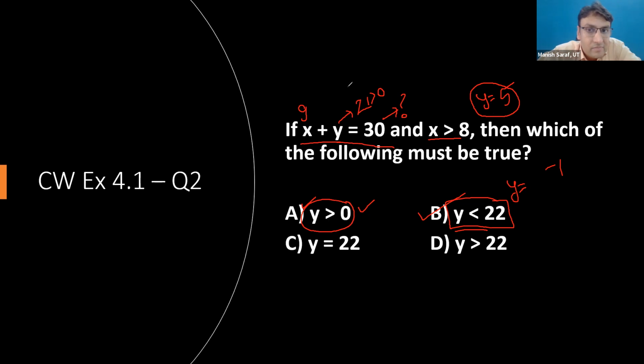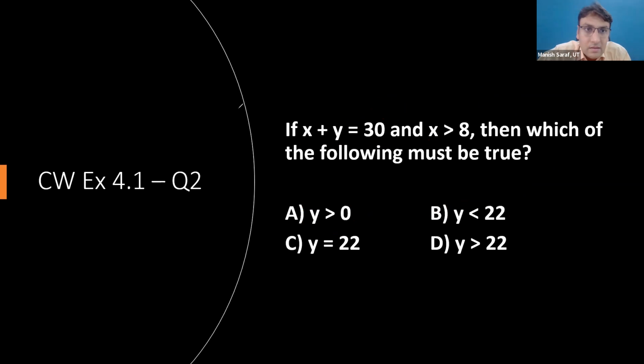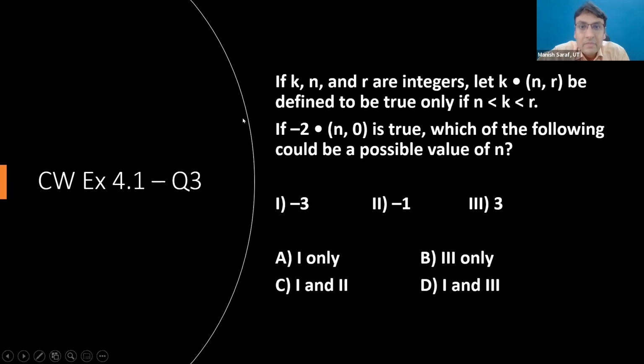Okay, let's go ahead. Take 1 minute. This is a question based on binary operations. K bracket n comma r is defined to be true only if n is less than k is less than r.